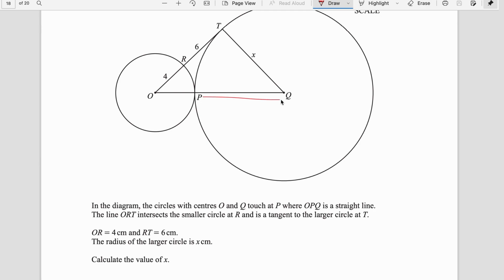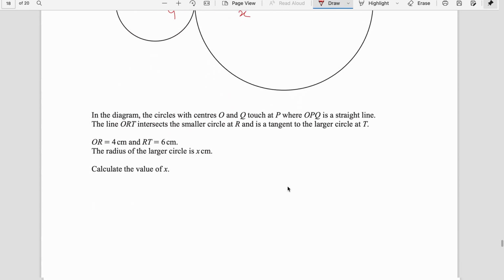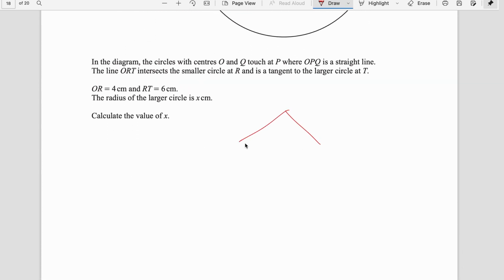So PQ is basically x and OP is 4. These two radii are already in place. When a tangent meets the radius, this is 90 degrees. That's the property. So use Pythagoras theorem. This full length is 10, 4 and x. So let us bring them out for simplification. This is x + 4. This is x. This is 10.